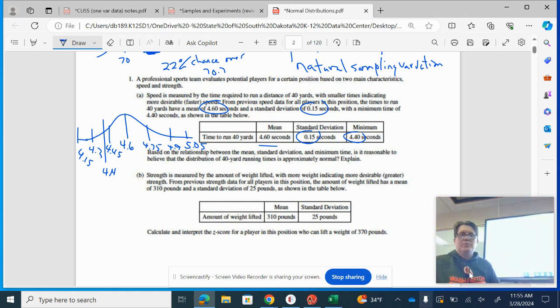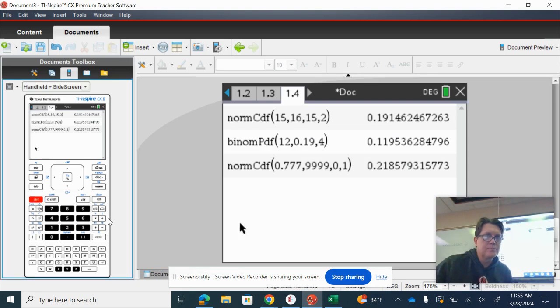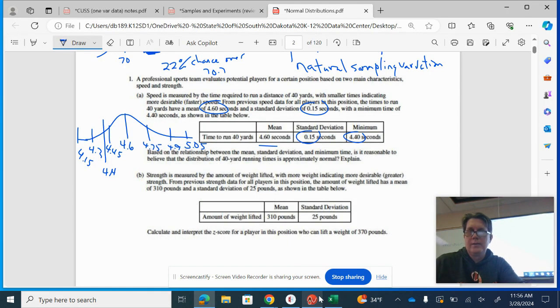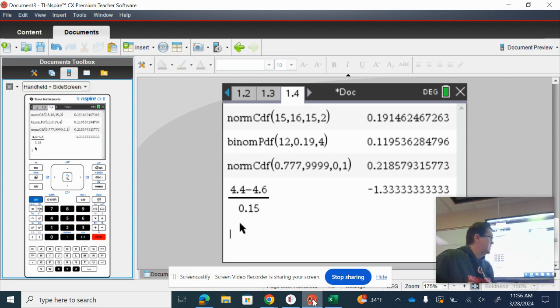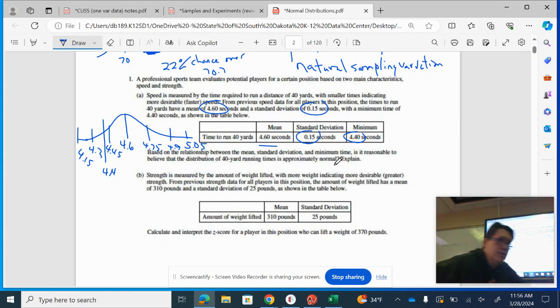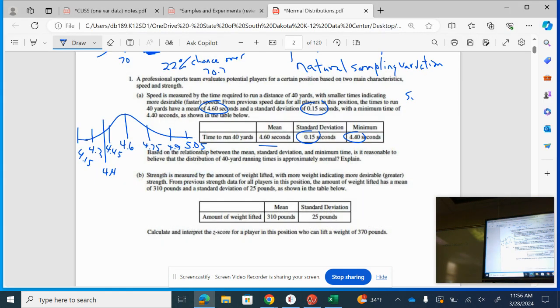where is 4.4? Let's do a z-score. 4.4 is our x. Remember, it's x minus mu over sigma. So we subtract the mean, 4.6, over 0.15. Our very minimum value is only 1.33 standard deviations away. So our answer is, since the minimum is 1.33 below, that's the negative, it is likely skewed right.